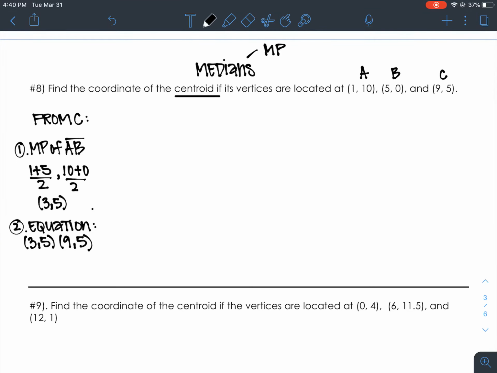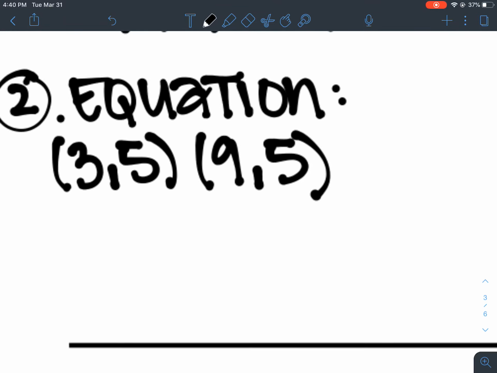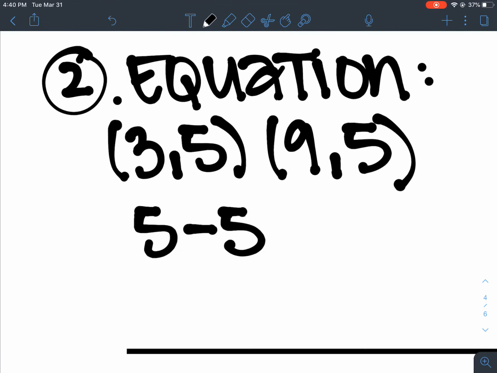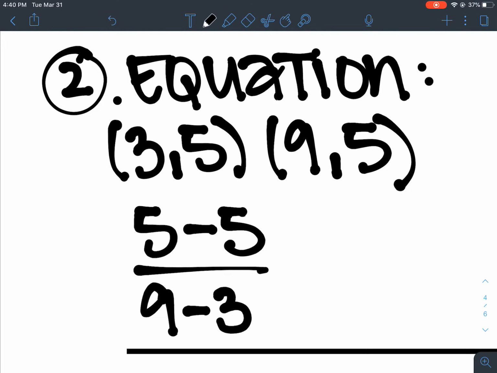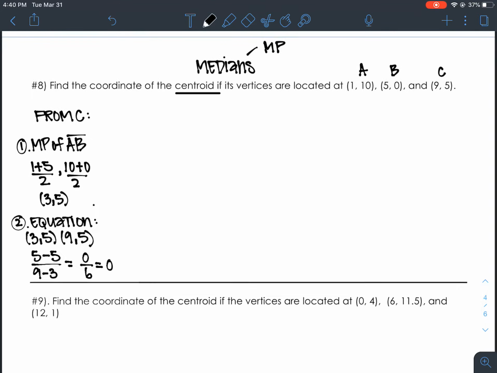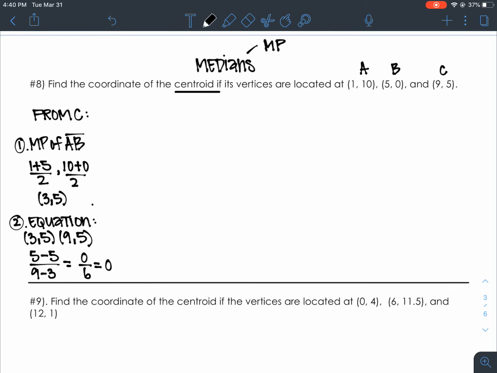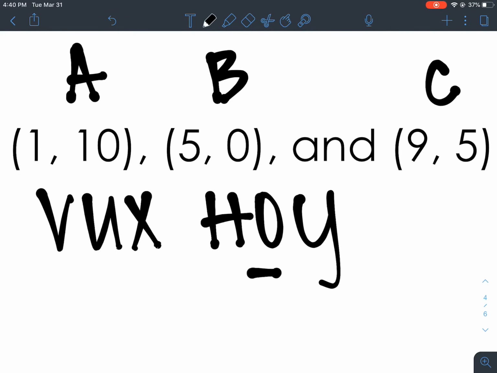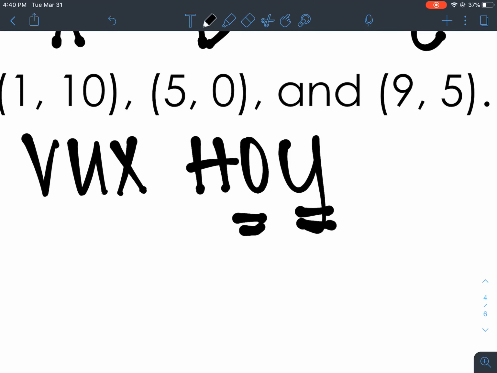Okay. All right. So if we're finding the equation, that means that we need to find the slope. So if I'm finding the slope here, I'm going to do 5 minus 5 all over 9 minus 3. And I have 5 minus 5, which is 0, over 6, which is 0. Now, I'm not making it perpendicular. Medians don't have to be perpendicular. So I'm staying with the fact that the equation of that line has a slope of 0. All right. And if we remember, if I have a slope of 0, that means my equation has to be y is equal to.